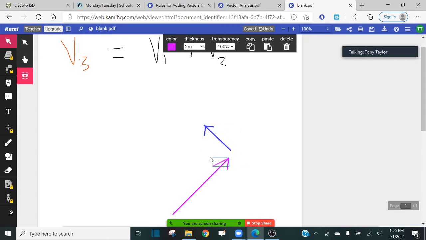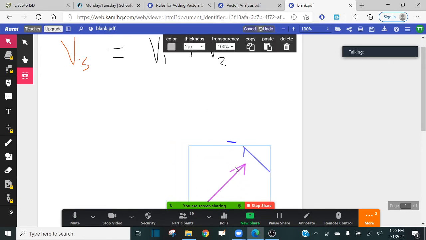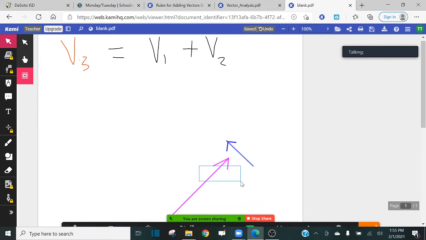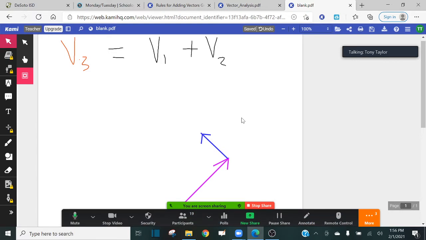So notice what I did here. Okay, there we go. Okay, so that's step 1. I connect my vectors head to tail. So notice I took the head of the purple arrow and I connected it to the tail of the blue arrow. That's step 1. So basically, you guys, you chain your vectors together.